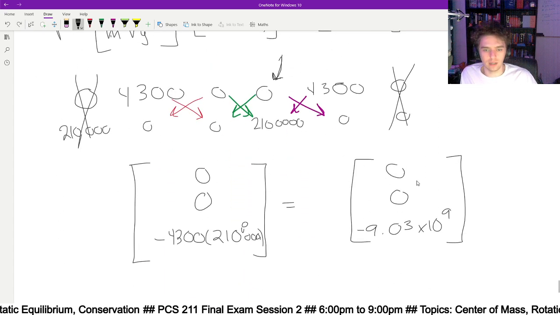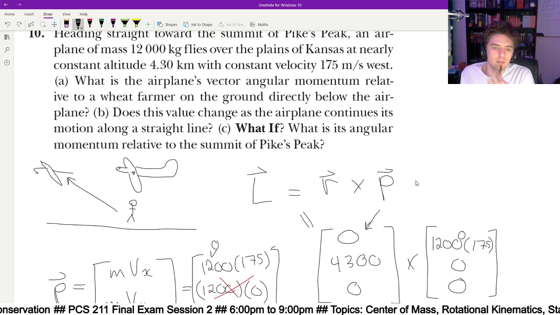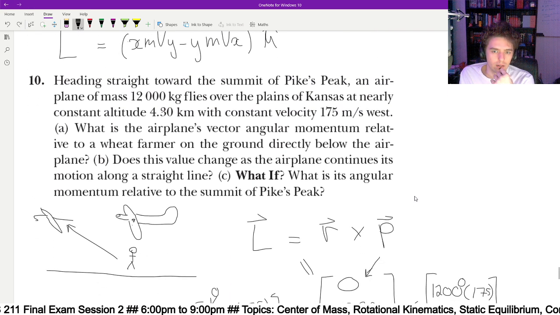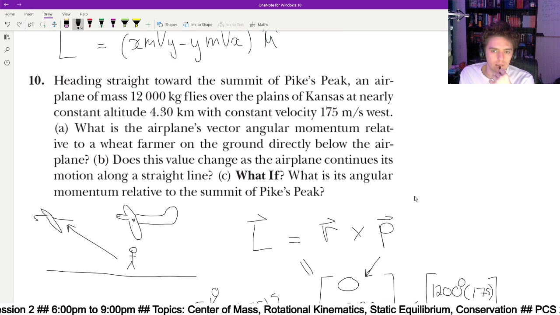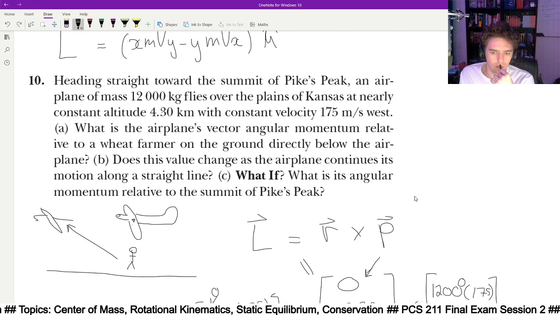But yeah, okay, so there's that question. Oh, no, we're not done yet. What is the angular momentum relative to the summit of the peak? An airplane of mass... Well, we don't know.